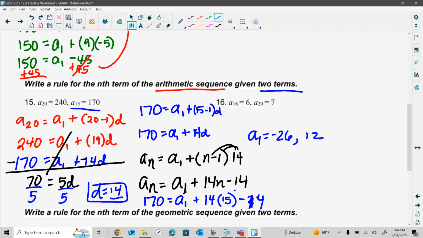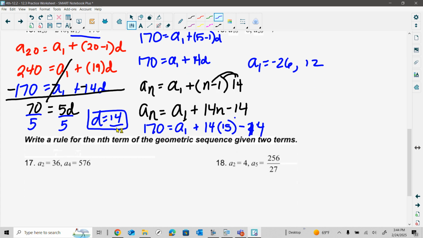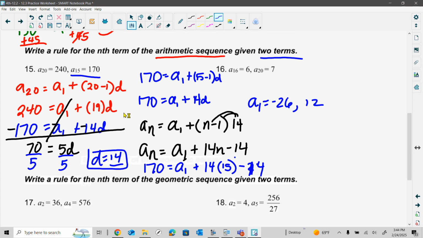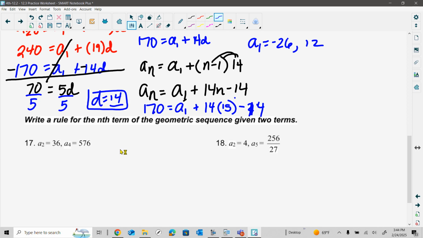I need to double check that. But we'll go over these in class because you have to write a system and then you have to cancel out, solve for the common difference, and then plug it back in to find your first term. So don't worry about these last two. I'll do these in class.